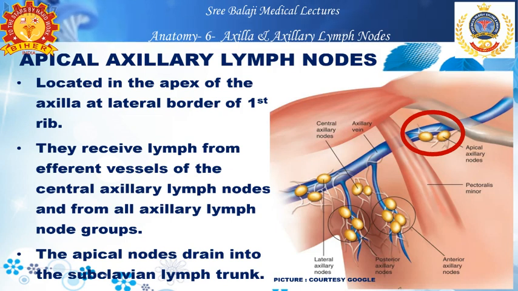These apical axillary lymph nodes are located in the apex of the axilla at the lateral border of the first rib. They receive lymph from efferent vessels of the central axillary lymph nodes and from all other axillary lymph node groups. The apical nodes finally drain into the subclavian lymph trunk.